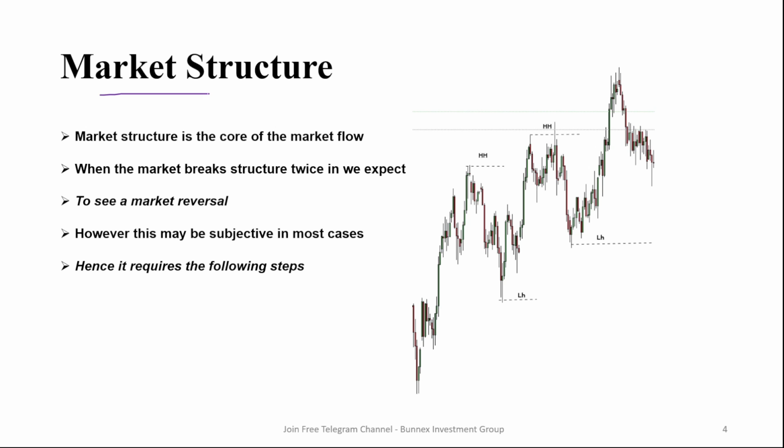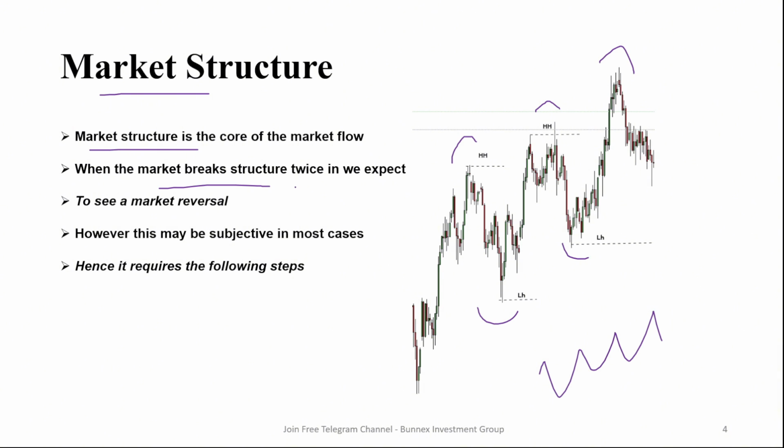Firstly, we need to talk of market structure, because if we do not talk about market structure, everything that we'll talk of will be gibberish. Market structure is the core of the market flow. We know that any asset class or any tradable instrument actually exhibits something like this. However, this is clean and this is simple, as I've shown on this particular snippet. The market does not move this way every time. Sometimes it's actually chopping and sometimes it's actually very, very confusing.